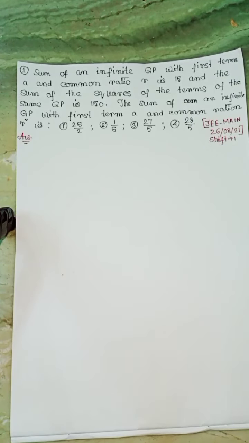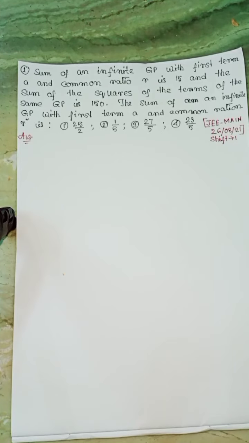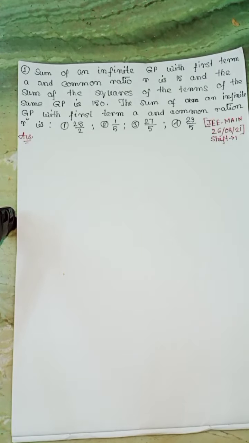Today we solve the JEE Main 26th of August 2021 Shift 1 question. Question number 1. The sum of an infinite GP with first term A and common ratio R is 15, and the sum of the squares of the terms of the same GP is 150. The sum of an infinite GP with first term A and common ratio R square is? Four options are given.